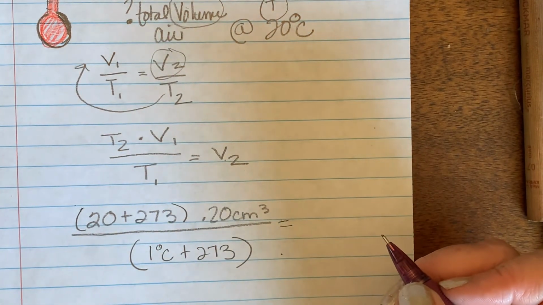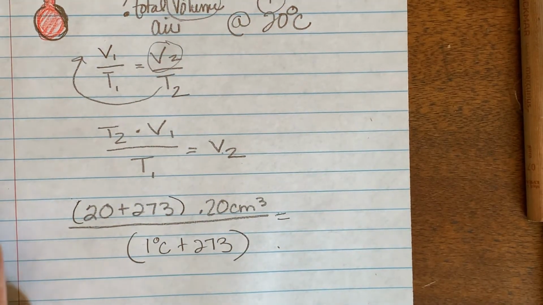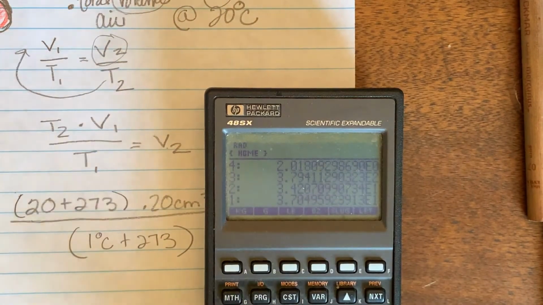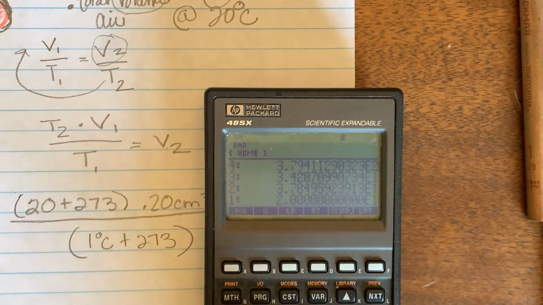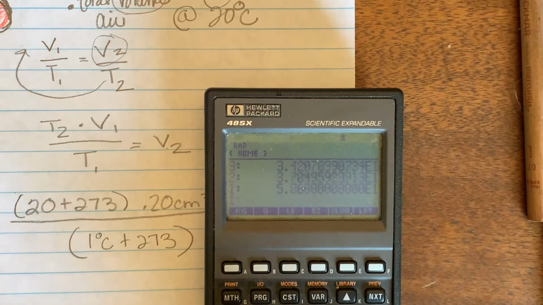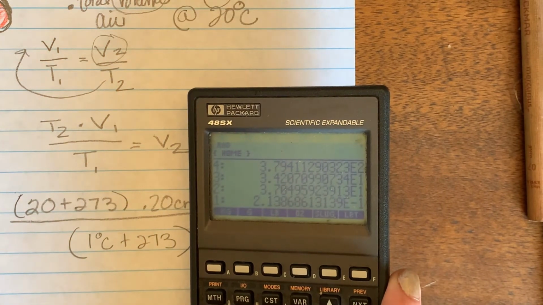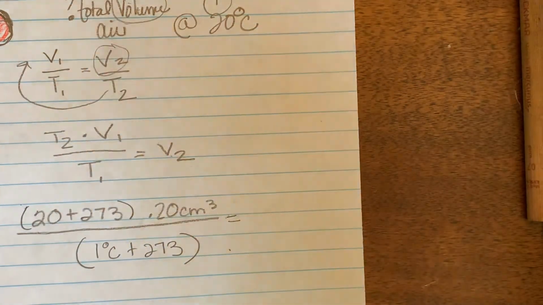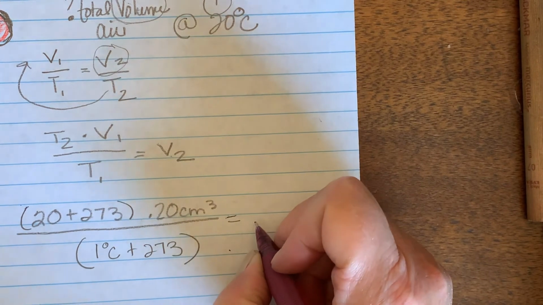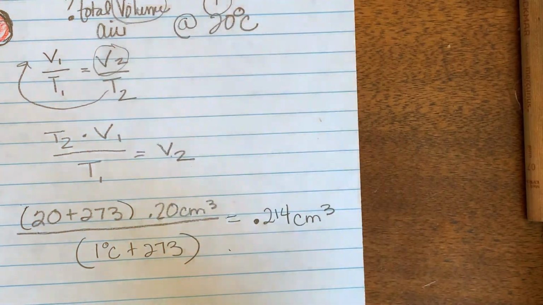Now all we have to do is run these numbers on the calculator, so get your calculator handy. I've got 20, 273, and 0.20. I'm going to add 273 to 1 and divide. So I get 2.14, or no, sorry, times 10 to the negative 1. So it's going to end up being 0.214 centimeters cubed. All right, piece of cake.